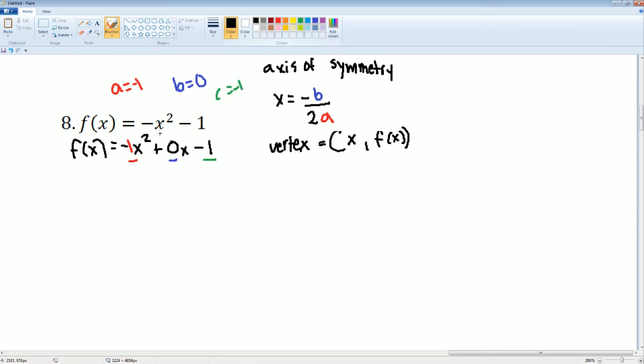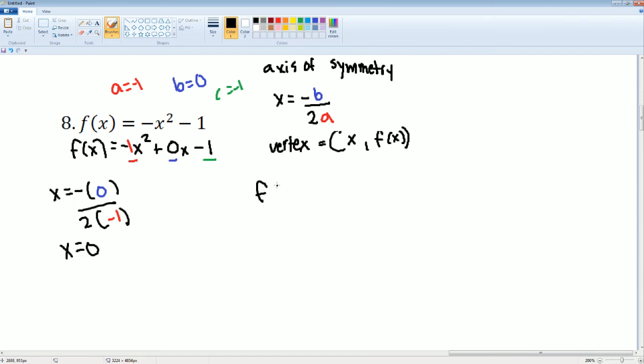Okay, plug it into our axis of symmetry. X is equal to negative b divided by 2a. Negative b was 0. A was what? Negative 1. Is this right? Something looks wrong here. 0 divided by anything, isn't that just 0? What? Really? Okay, well, we'll see what happens. Let me just finish the problem. Then let's get the vertex.